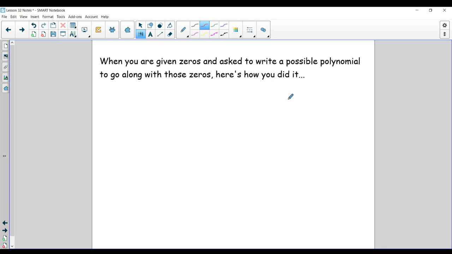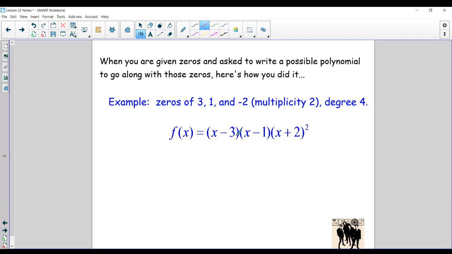All right, so when you're given zeros and asked to write a possible polynomial, like I was just talking about a second ago, this is how you would do it. You had done an example like this in a previous section. So if I had zeros of 3, 1, and negative 2, and negative 2 had a multiplicity of 2, degree of 4, so 1 answer, 2 answers, 3, 4 answers, because of the multiplicity of 2, you do x minus each one of those. So x minus 3, x minus 1, x minus negative 2, so x plus 2, and because this has a multiplicity of 2, you would write that as squared, and there's your polynomial.